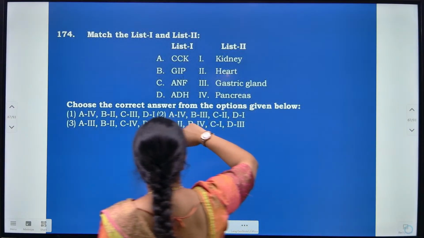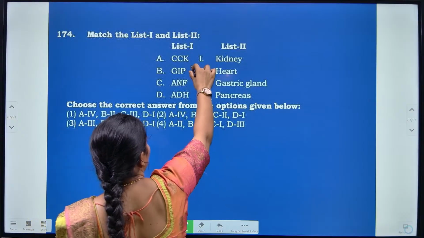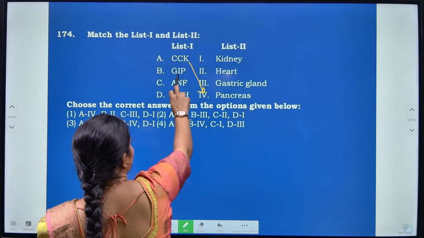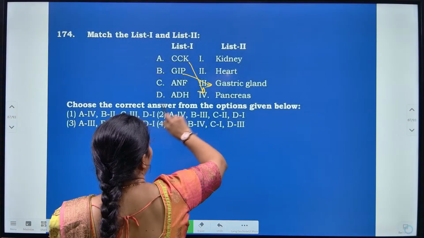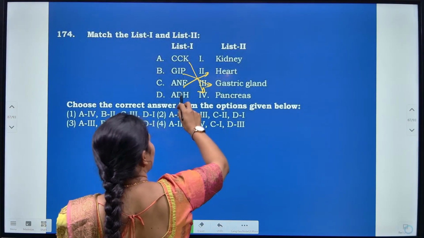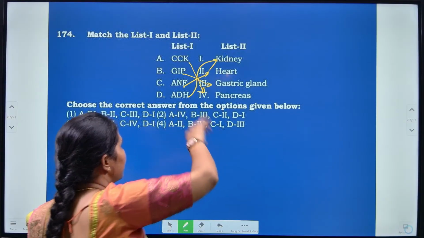CCK, cholecystokinin, it is going to act on the pancreas here. Then GIP, gastric inhibitory polypeptide, it is going to act on the gastric gland. ANF, atrial natriuretic factor, it is going to act on the heart. ADH, that is antidiuretic hormone, is going to act on the kidney here.